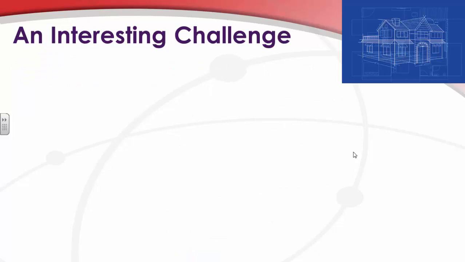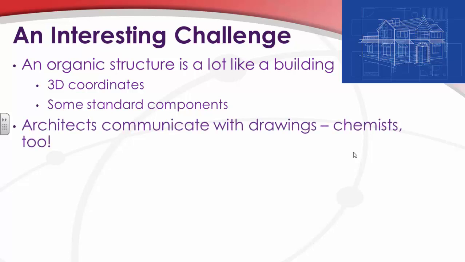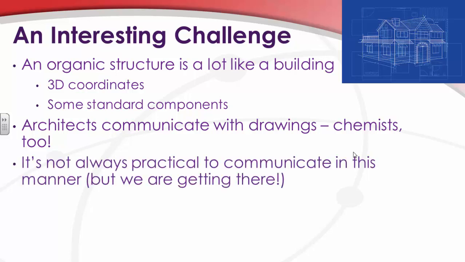Now, we've been talking about the general names for these types of compounds. There's an interesting challenge, and it's going to occupy a lot of our time over the next couple of weeks. An organic structure we've seen is a 3-dimensional artifact. And it has 3-dimensional coordinates for each atom. It has a bunch of standard components that we're going to talk about a great deal. When architects want to communicate this kind of thing, they use drawings, and chemists do as well, and we'll be drawing a lot of molecules.